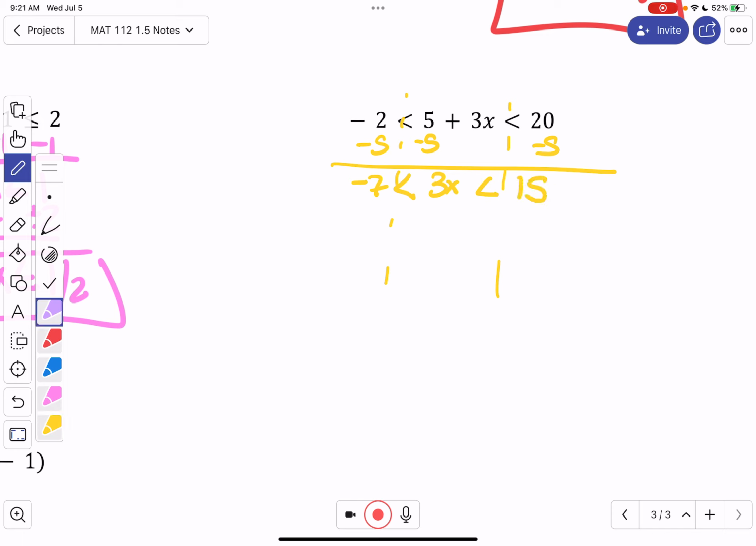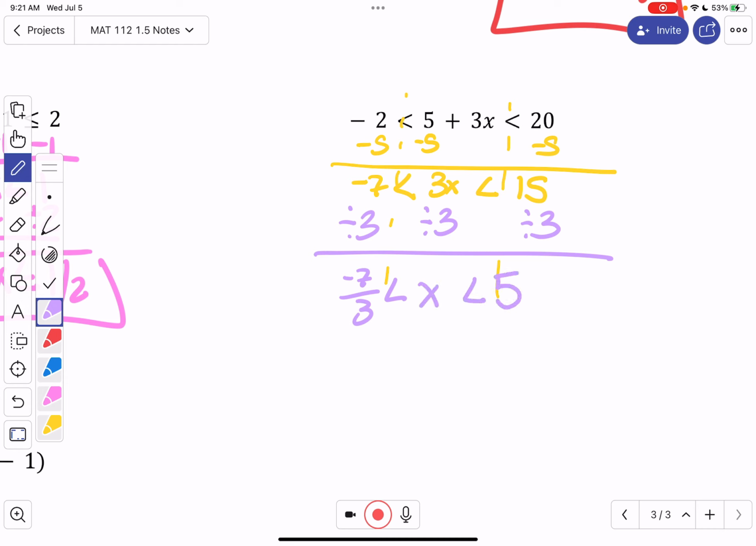And now to get the x alone, we're going to divide all 3 parts by 3, because that's what's multiplied by x. So we get negative 7/3 is less than x is less than 5. That's a perfectly acceptable answer. In interval notation, it would look like this.